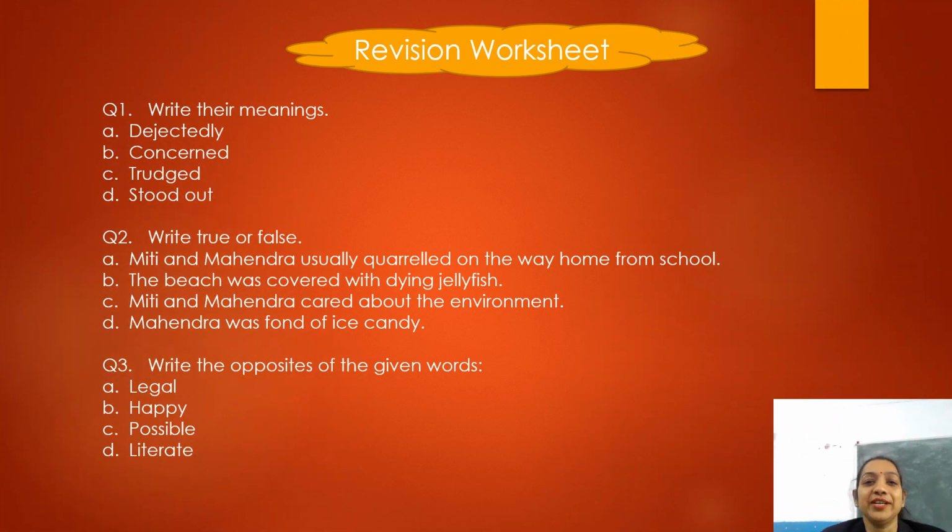Children, here is your worksheet. See question number 1. Write their meanings. So children, in this question, you have to write down the meanings of the given words. A few words are given to you and you have to write down their meanings. First word, dejectedly. So you have to write down the meaning of dejectedly. Next word is concerned. So what is the meaning of concerned? That you have to write here.